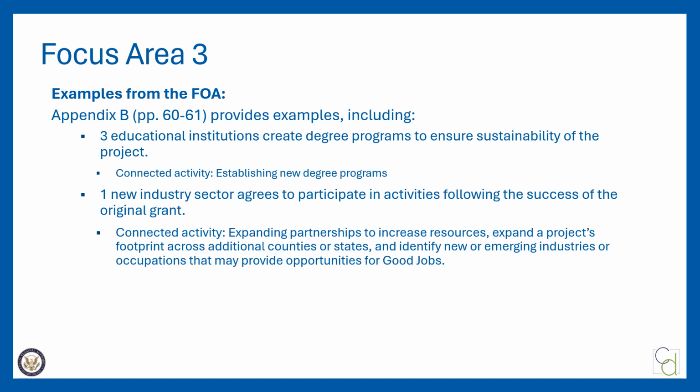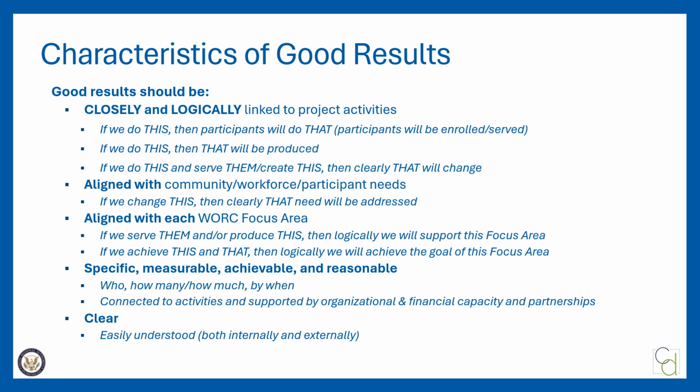As with the previous focus areas, make sure that the results that you list are connected to your proposed activities and statement of need, as well as achievable for your project. As you think about your anticipated results, here are some things to keep in mind. Anticipated results should be closely and logically linked to project activities. Think about it this way. If we do this activity, then it will result in participants being served. For example, if we work on developing a registered apprenticeship program, participants will take part in the program, resulting in 200 participants enrolled and served by the project.